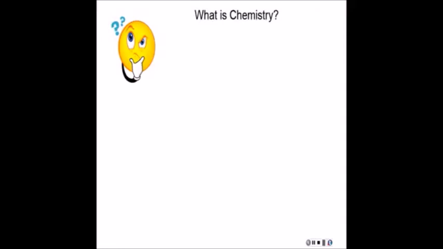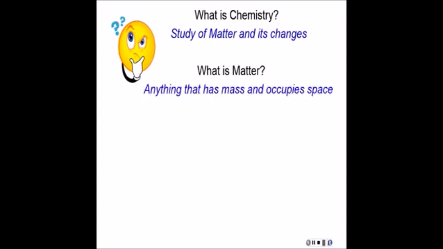So the first thing is, what is chemistry? Well, chemistry is the study of matter and the changes it undergoes. We see the changes around us all the time. When milk goes bad, we note the changes. When you make some toast, you see the change in the bread. Now, matter itself is anything that has mass and occupies space. Occupying space means it has volume.